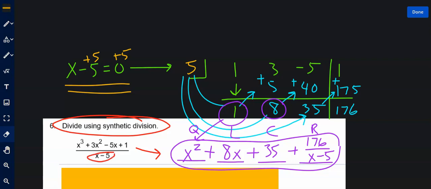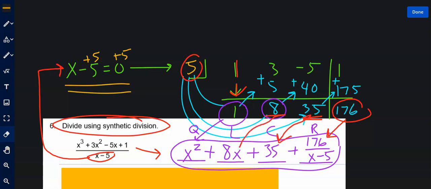You have to look at this and go, oh, x minus 5. Well, if I solve that for 0, I get 5. 5 goes in the box. Oh, 1, 3, so forth, carry down the 1. Multiply, add, multiply, add, multiply, add. Hey, we got 176 for the remainder, right? That goes on top of the fraction over what we were dividing by, x minus 5. What does the 35 represent? That is your constant. What's the 8 represent? That's your linear. What's the 1 represent? That's your quadratic.